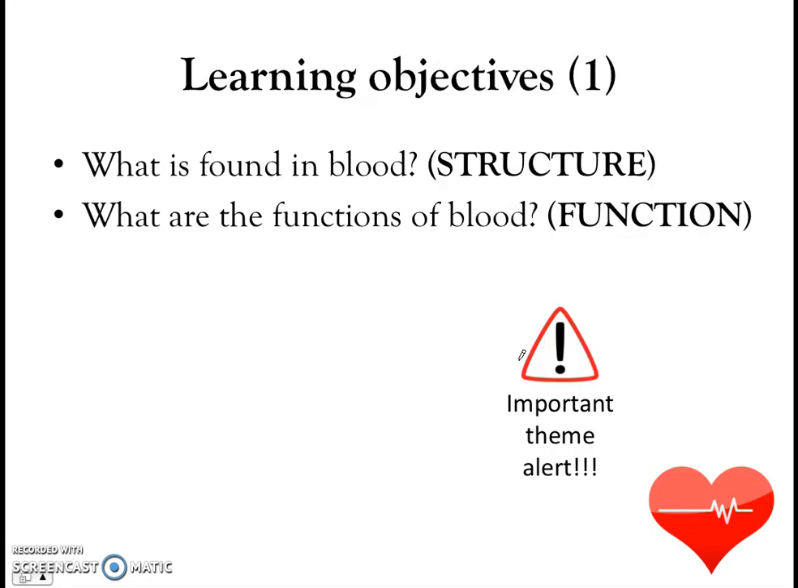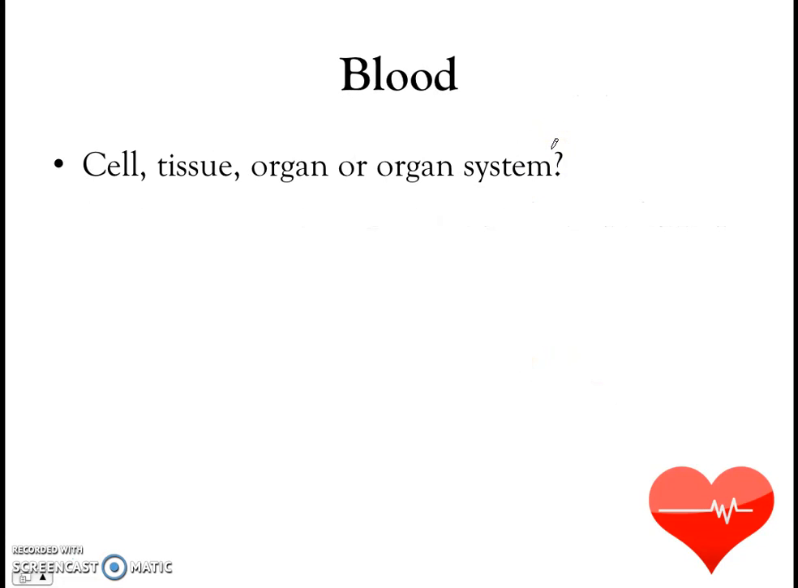So in this first video, we're just going to cover very quickly what is found in the blood, the structure of the blood, and what are the functions of blood. Right? So again, structure and function, very important theme in biology. A simple question to get us going: blood, is it a cell, a tissue, an organ, or organ system? Well, if you recall from the first chapter, blood is actually a tissue.